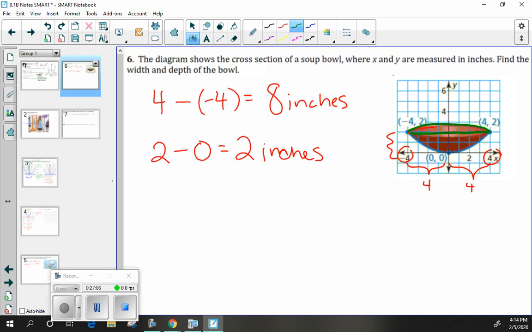Okay, we are going to go ahead and do number 6. We'll talk about number 6 and 7 in class tomorrow, and we'll talk a little bit more about the differences and the similarities between the horizontal and the vertical stretch and shrink.